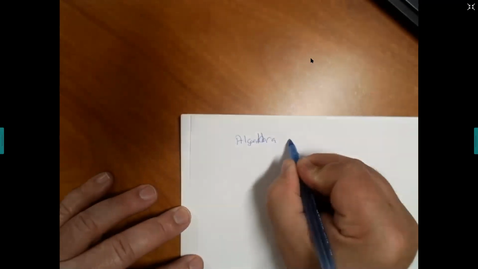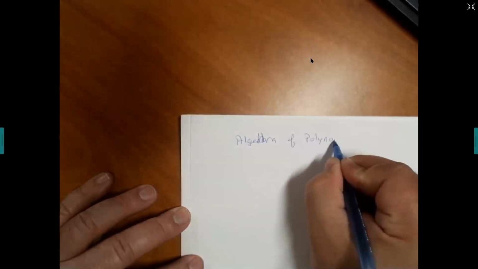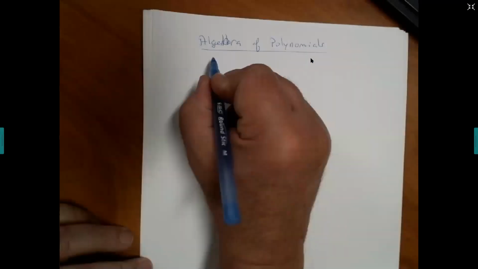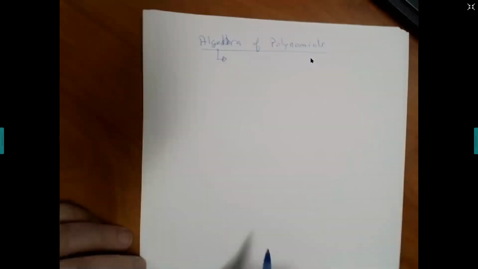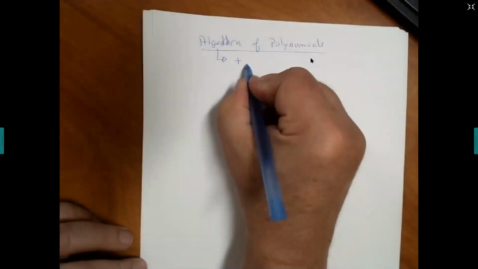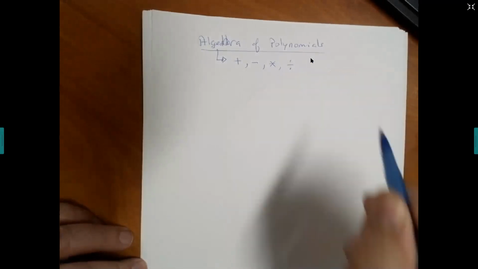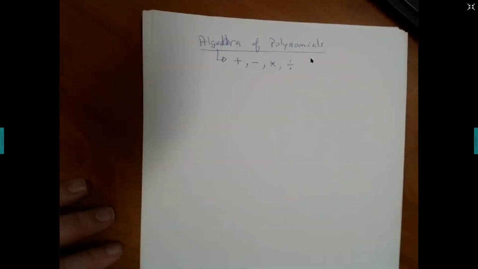Algebra of polynomials. Whenever we use the term algebra of linear equations, algebra of polynomials, all that means is we can add them together, subtract them from each other, multiply them together, and divide them from each other. So whenever we talk about algebra of polynomials, that's what we're talking about.